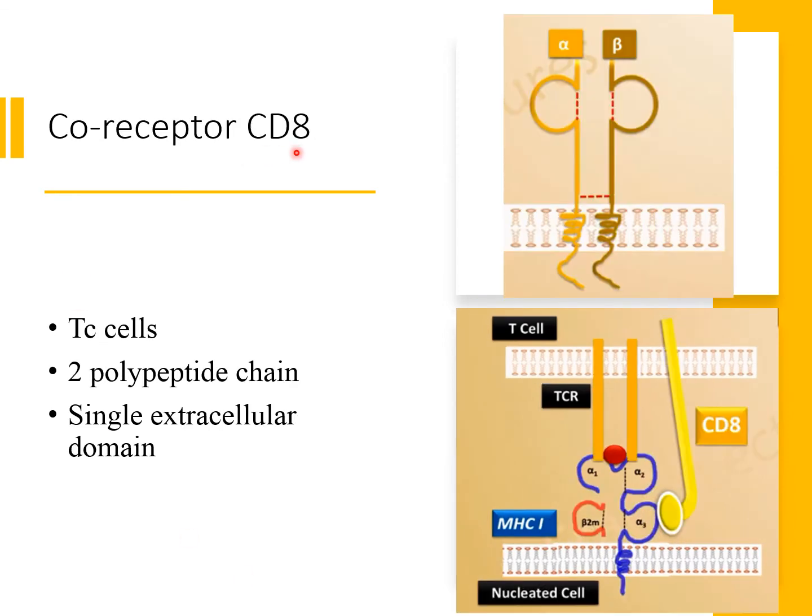CD8 co-receptors are expressed on the surface of cytotoxic T cells and they are composed of two polypeptide chains, alpha and beta. Each chain is interconnected within itself as well as to each other by means of disulfide bridges. Each chain is composed of a single extracellular domain, a transmembrane region and a long cytoplasmic tail. CD8 co-receptors bind to the alpha 3 domain of the MHC class 1 molecule presented on the surface of antigen presenting cells.